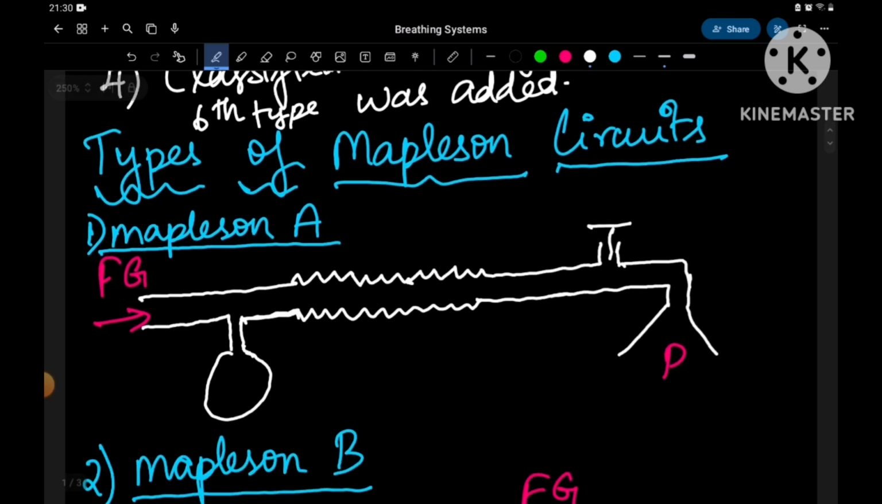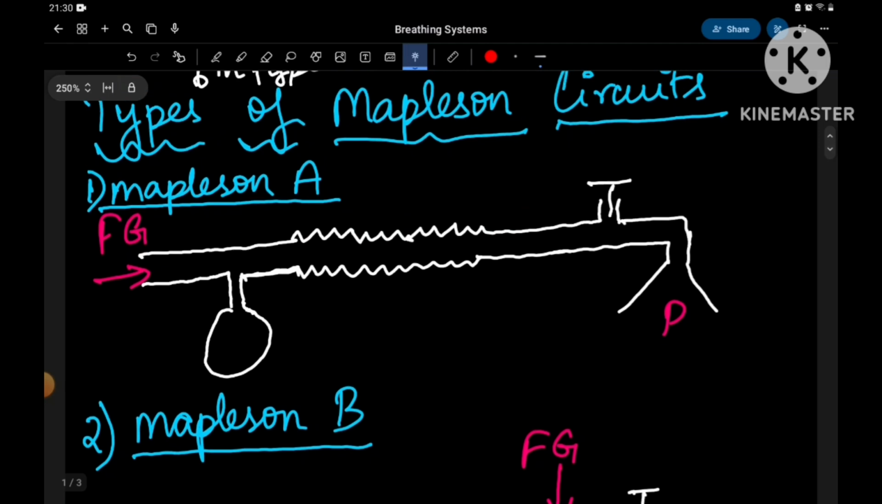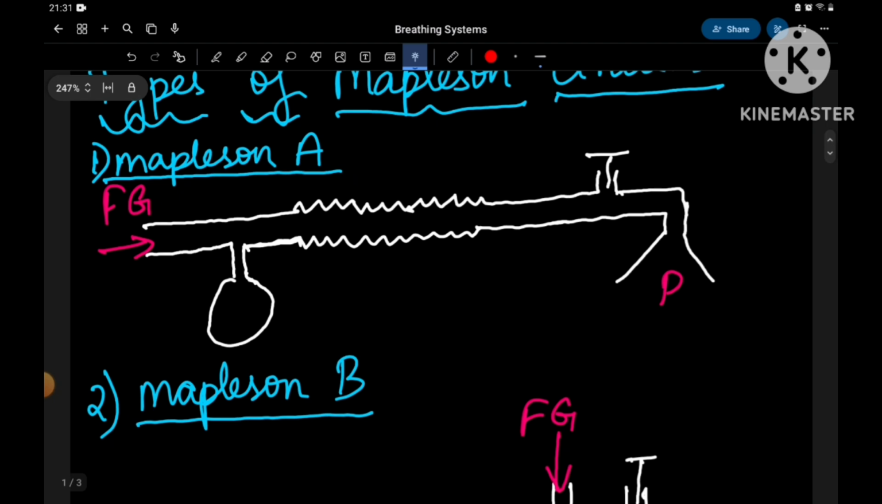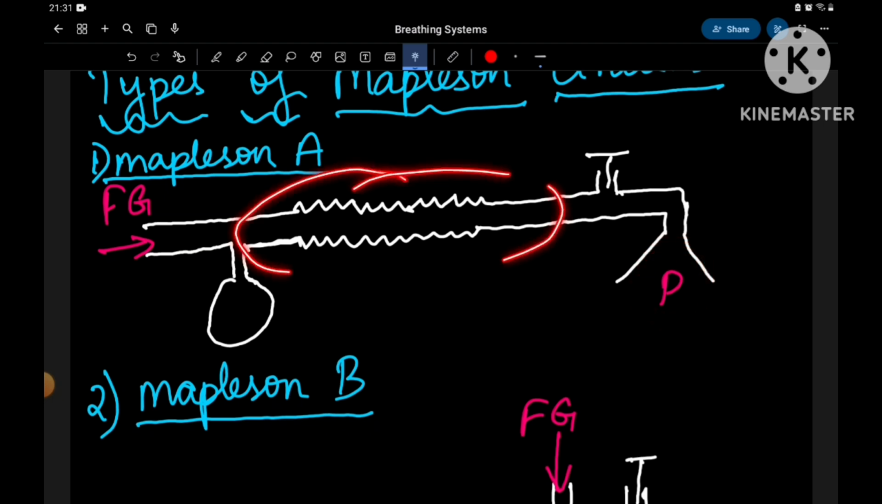Okay, guys. I'll just try to explain it briefly. I'll just describe what is this FG and P. See, in MAPLESON A, you can see that there is FG and P. This FG and P is there in all circuits. Every circuit has these 5 components. I'll write it later, but I want you to listen to this. See, there is a fresh gas flow end, and next there is a patient end. Next there is tubing. These are tubes. These are also tubes. And not only this, these are also tubes.